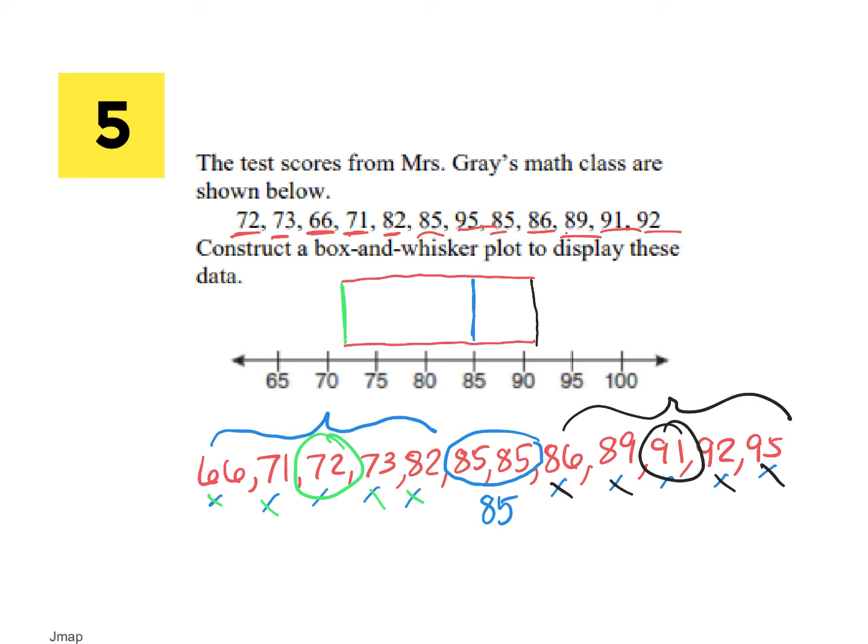And then our highest value is 95, so put that up here. And our lowest value is 66. Those are our whiskers. So this is what our box and whisker plot would look like.